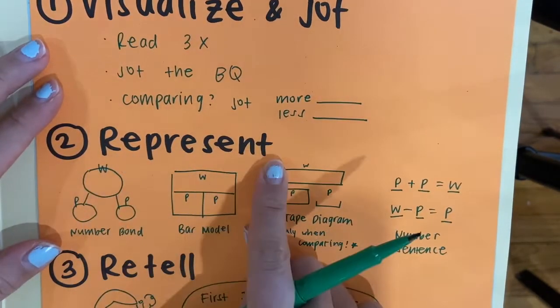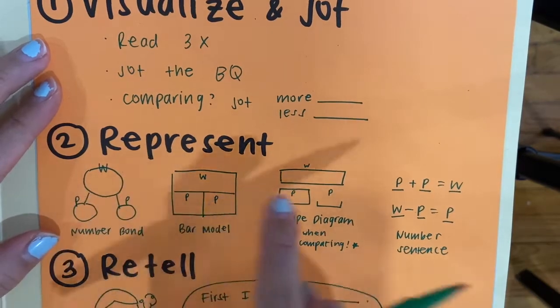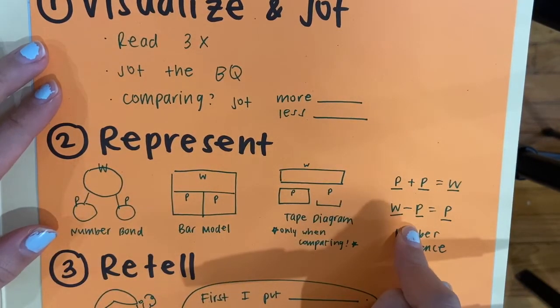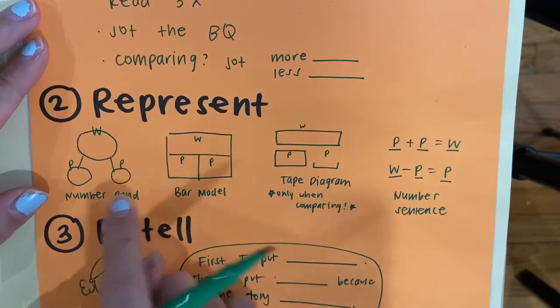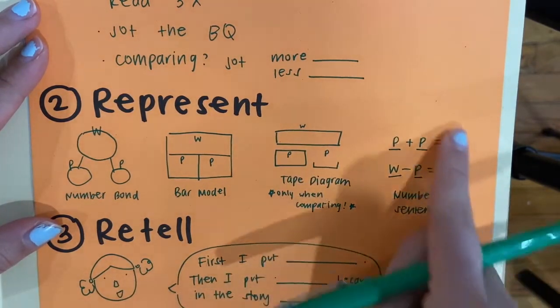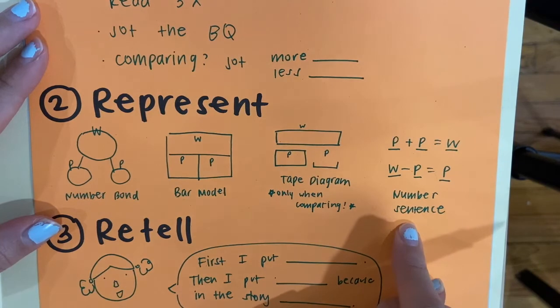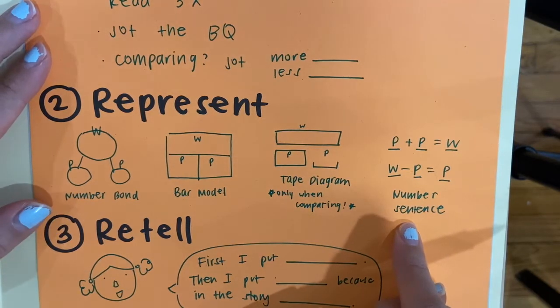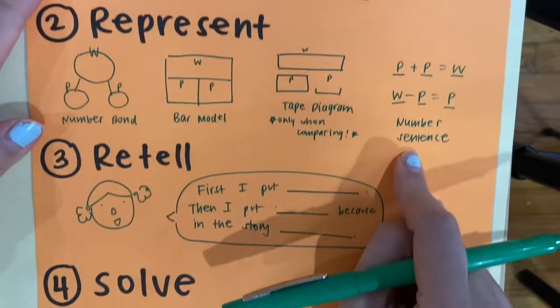Then we represent. That means we have to think which representation best matches the story problem. We know we have a number bond, a bar model, a tape diagram. Remember, this is only when we're comparing, and number sentences. If you want to, you can also represent with circles or with a picture, any way you want.